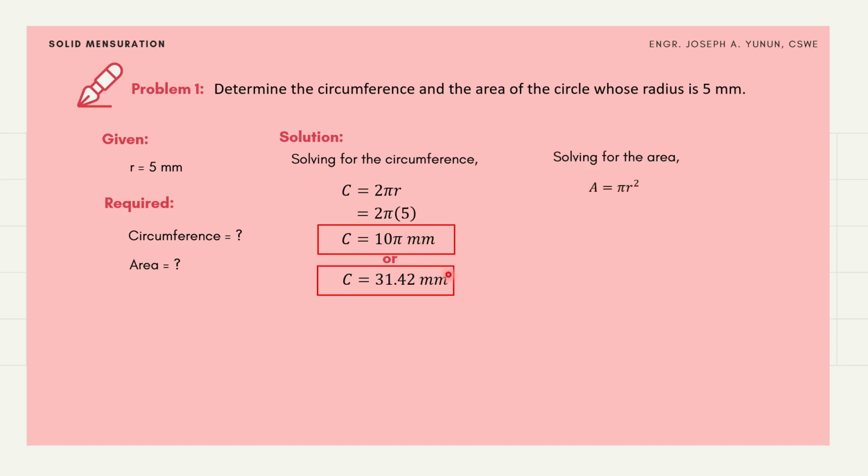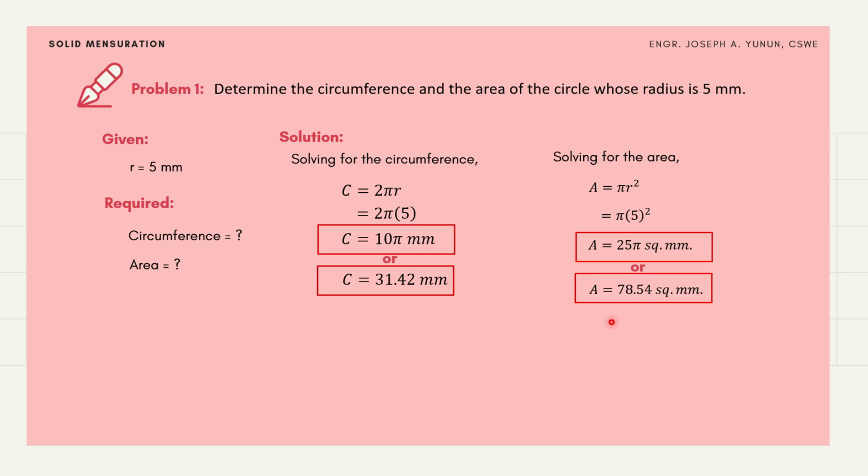And solving for the area of the circle, we have this formula, pi r squared if given radius, or pi d squared all over 4 if given diameter. So since the radius is given, I can use this formula. Substituting the value of your radius, we have pi times 5 squared. That gives us 25 pi square millimeters. So that is for the area. Or you can use decimals, to 2 decimal places, which gives us 78.54 square millimeters.